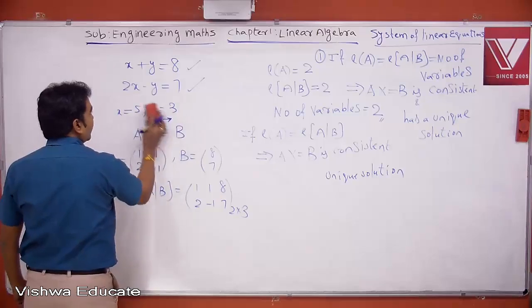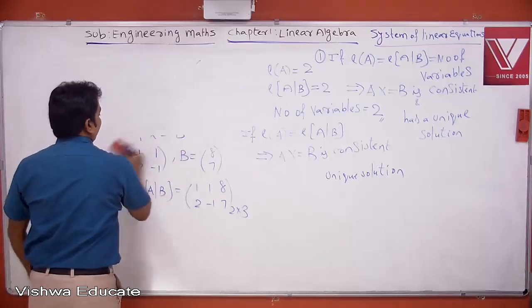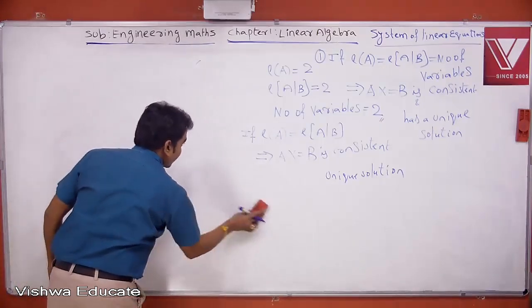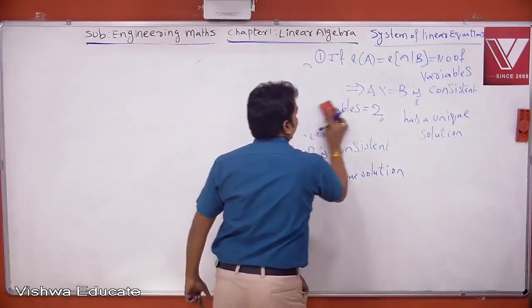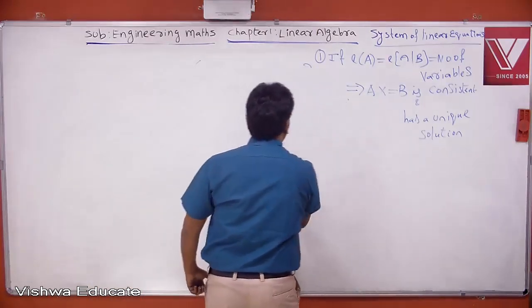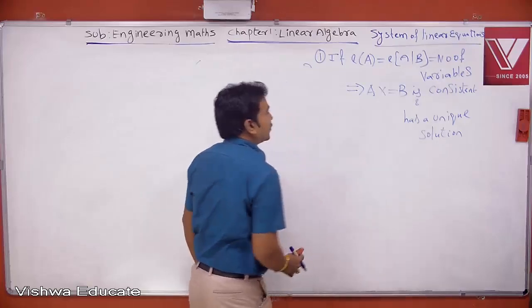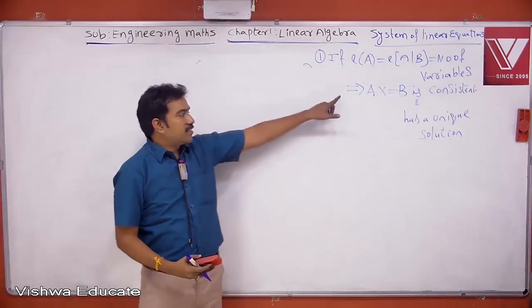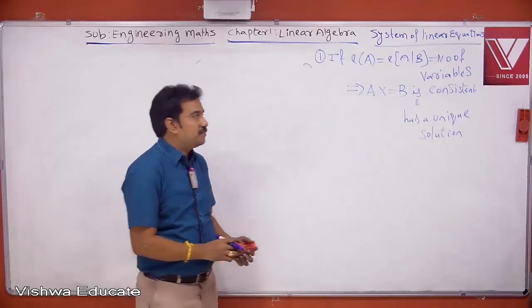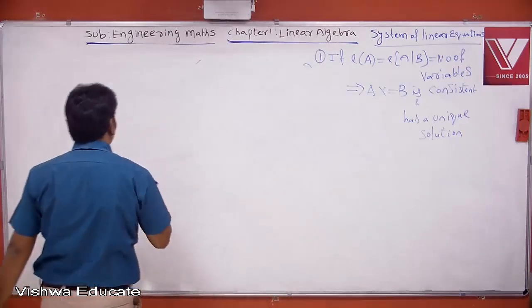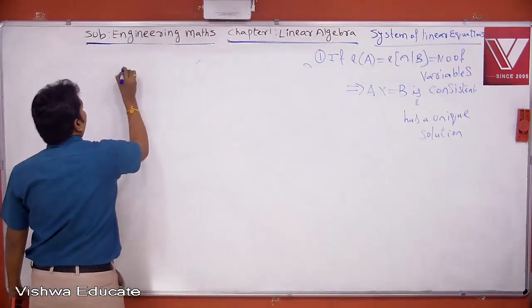You need not worry about these examples. It is not required to note down these examples. Now this is case 1. If rank of A equal to rank of augmented matrix equal to number of variables, the system is consistent and possesses exactly one solution. Now let us discuss case 2 by sample example.